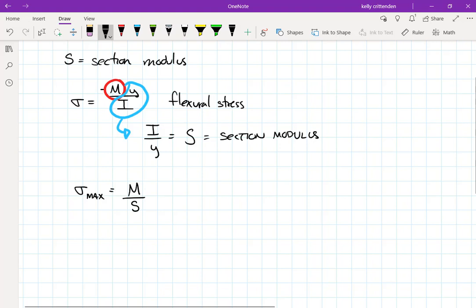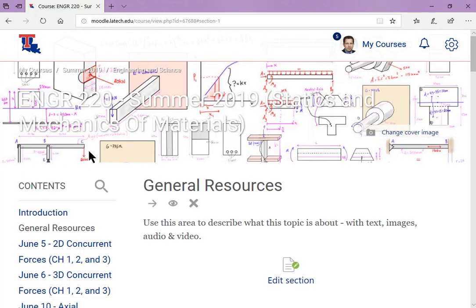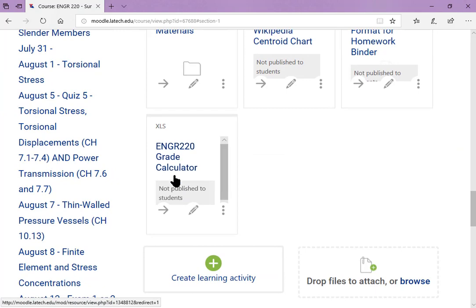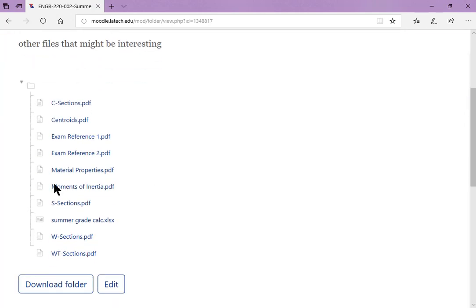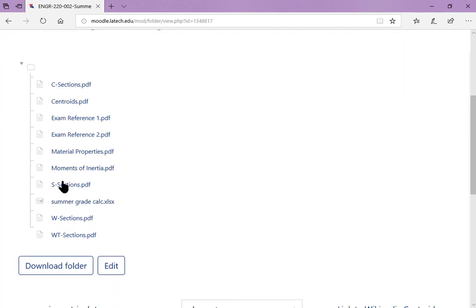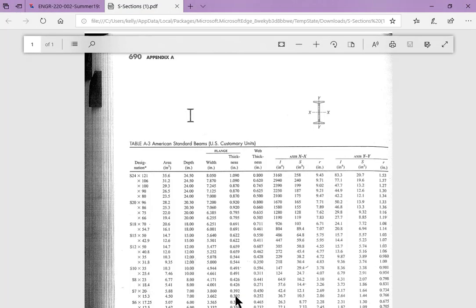Let's go look at one of these charts again so we can see where we get values for S. Let's see, so I have some in here. Down, nope, here. Let's see, we've done a W and a WT. Let's see if we have any others. We have C and S. We'll use an S. S is a standard flange I-beam. So W was a wide flanged I-beam. S is a standard flange. So basically, the flanges are smaller than they would be.